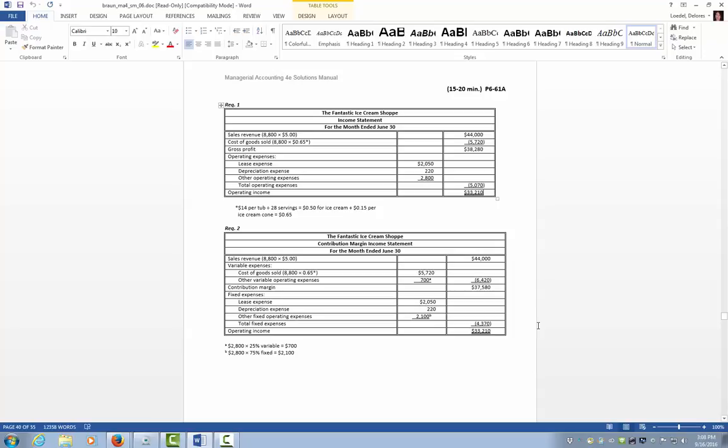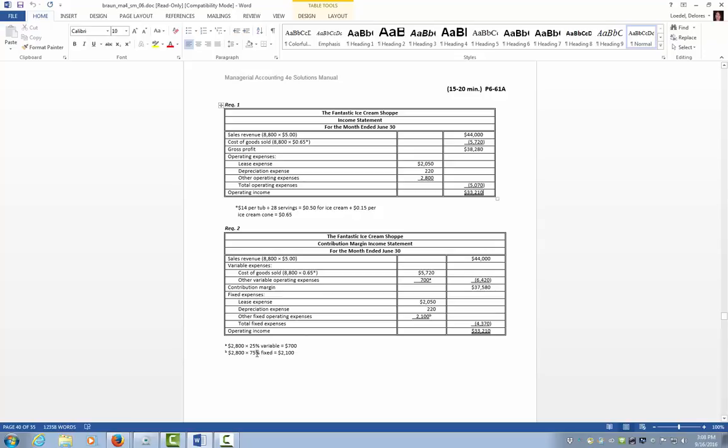Now, contribution margin. The only difference here is we're going to break out our variable versus our fixed costs, all of them. So the problem told you, let me read it here. During June, the shop incurred an additional $2,800 of other operating expenses. Of those, 75% were fixed cost. So 25%, of course, were then variable, and 75% were fixed.